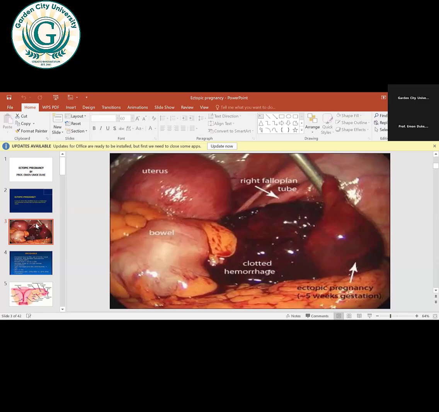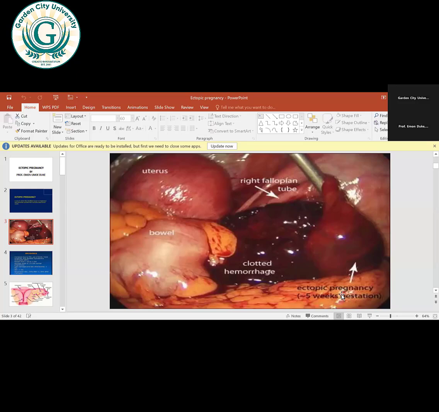So you can see this here. This must have been well magnified. You all know that the fallopian tube is quite small. You see the uterus there. The bowels are here. You see the right fallopian tube is the one that is affected. And inside the fallopian tube, you can see blood clots. And we are told that this pregnancy is about 5 weeks.